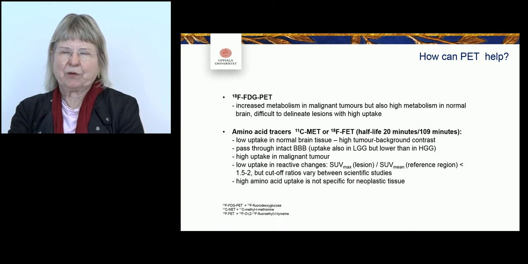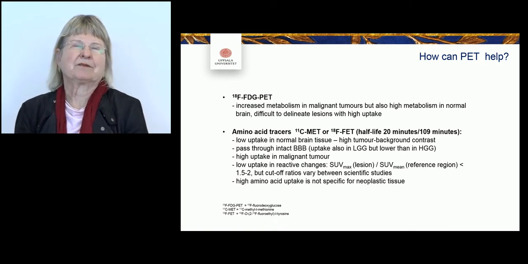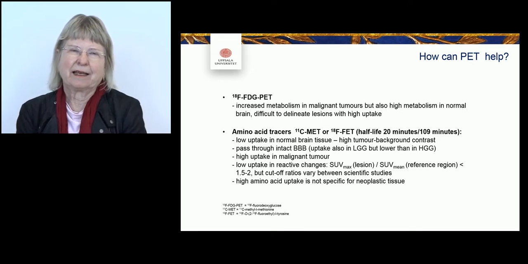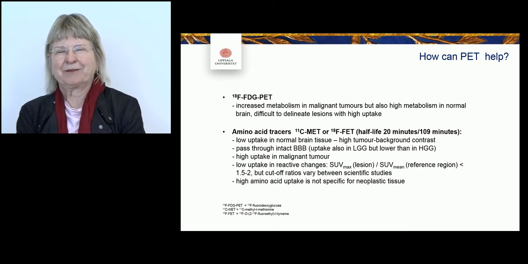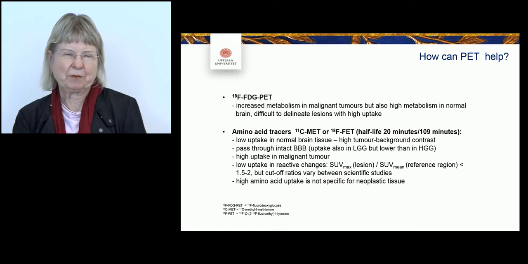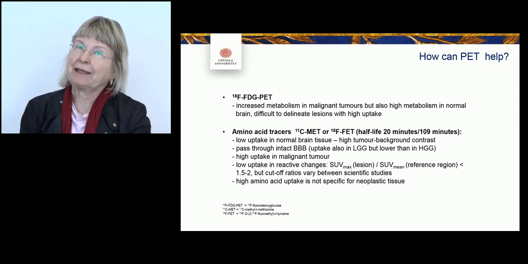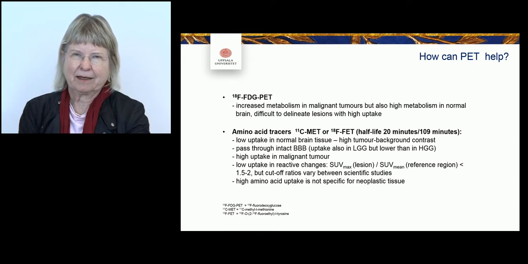What about PET? Can we use that as an additional tool? I think PET is really good, but you have to select the adequate tracer that is most useful for this purpose. If you use 18F FDG PET, that is fluorodeoxyglucose PET, which is reflecting the glucose metabolism, you have an increased metabolism in malignant tumors because the tumors use glucose to grow, but the negative aspect of this is that you have also high metabolism in normal brain, and therefore it is difficult to delineate lesions with high uptake, with this surrounding high uptake.